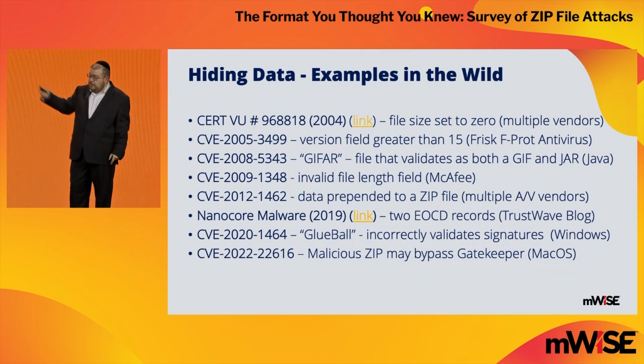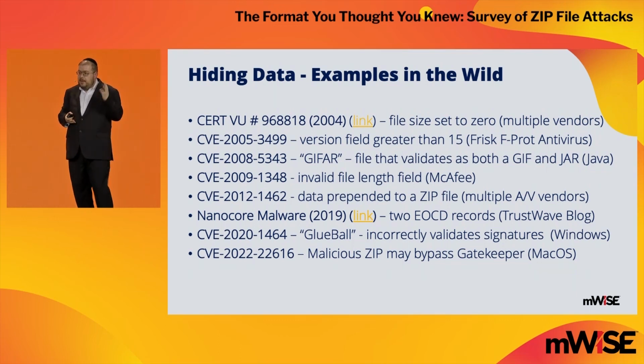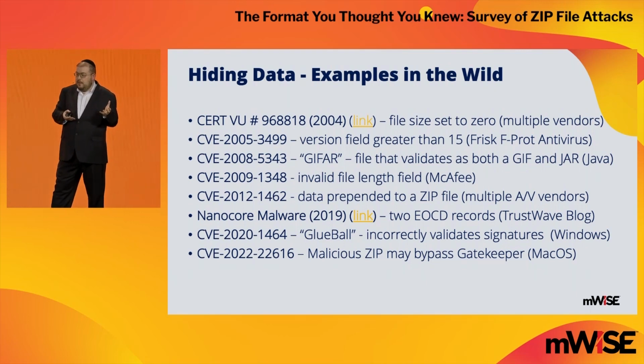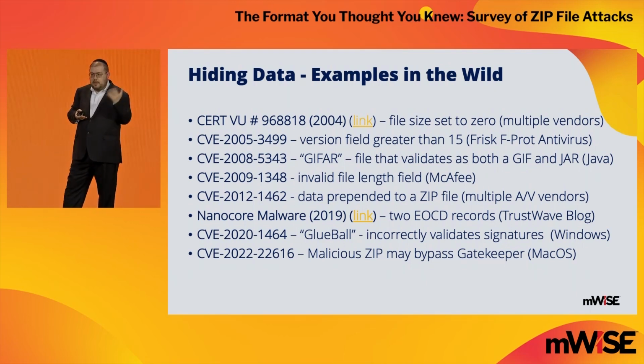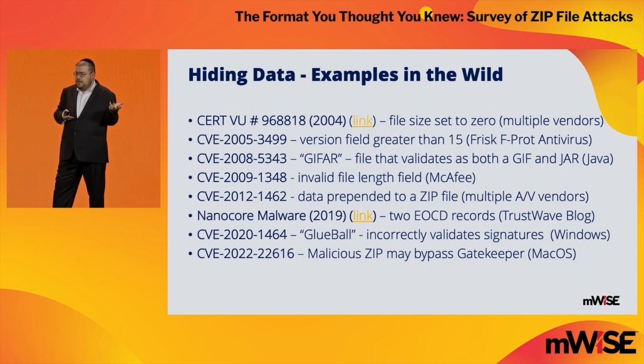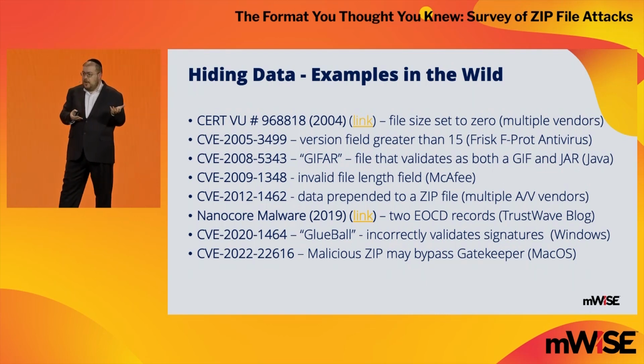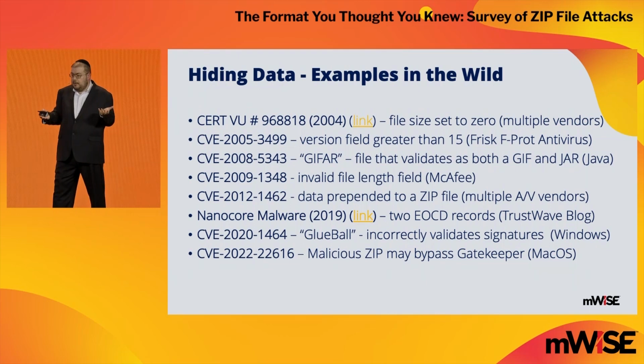GIFAR, and the one lower down, which is Gluewire, is when you append one file to another. GIFAR is an old Java vulnerability. It looks like a GIF because it sniffs like a GIF, because the beginning of it is a GIF. But if you read it properly backwards, as Java would do, it's an executable applet.